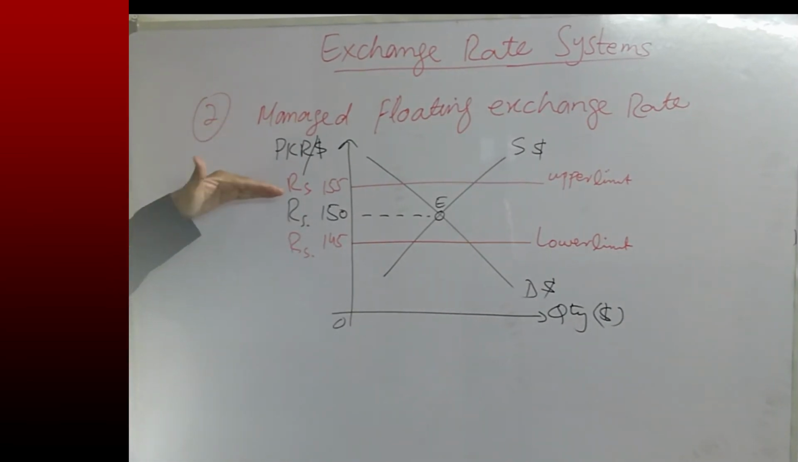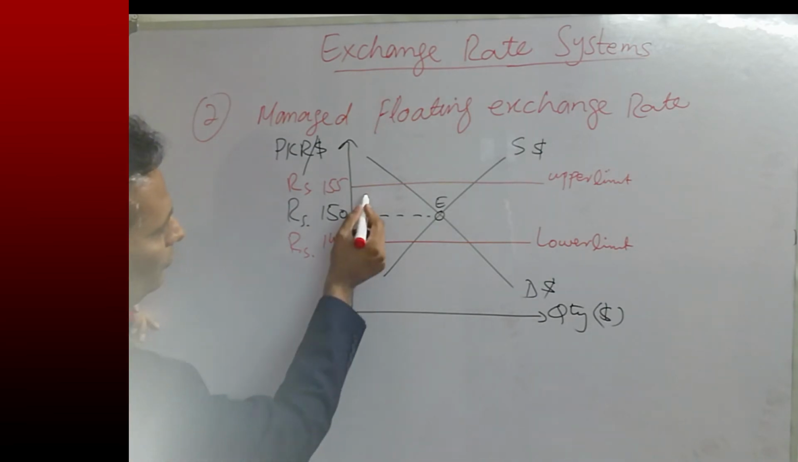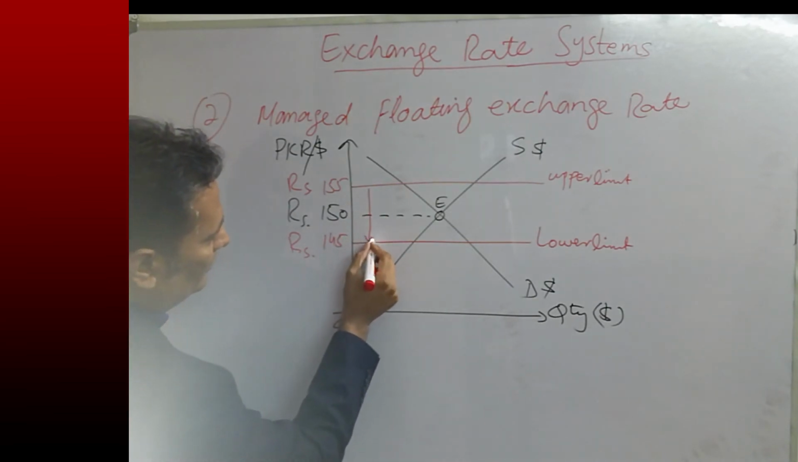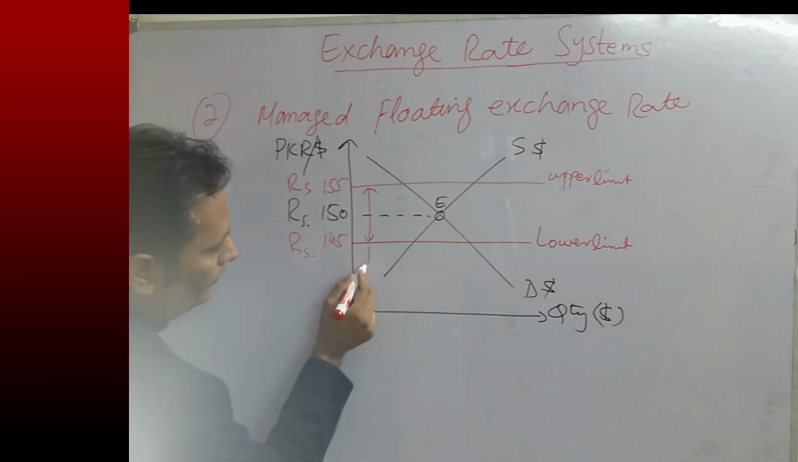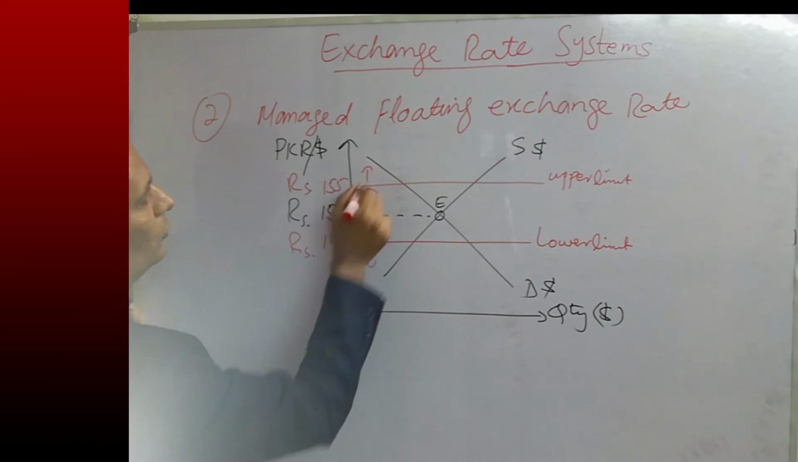If exchange rate of $1 is expected to go beyond 155, then government will intervene through central bank and will control it and will bring it within the limits. And if it is going below 145, then again central bank will intervene and it will use foreign currency reserves to bring this exchange rate within the limits. So exchange rate can float or fluctuate, or it would be flexible, and it can change between these two limits. It cannot go below this limit and it cannot go above this limit.